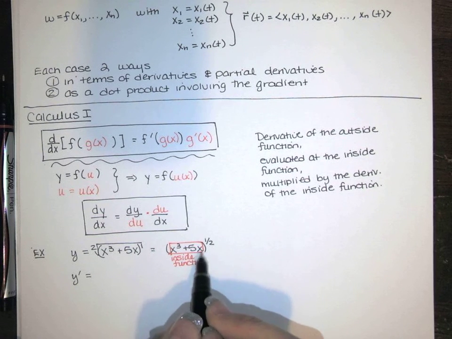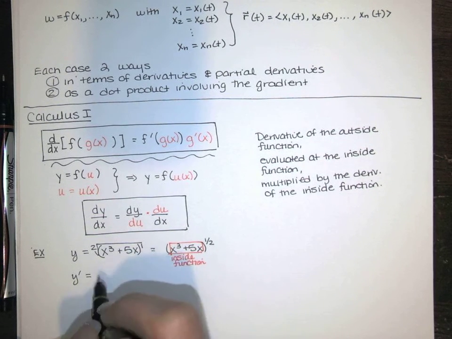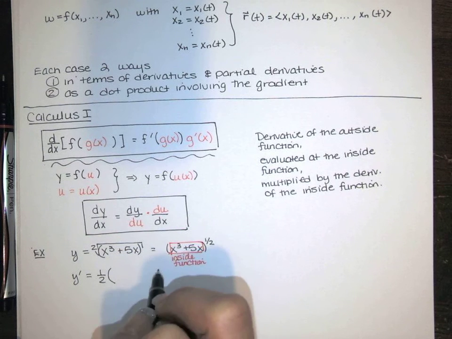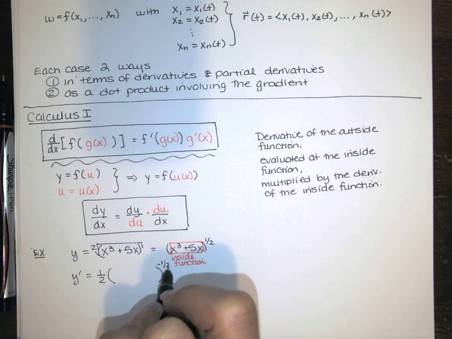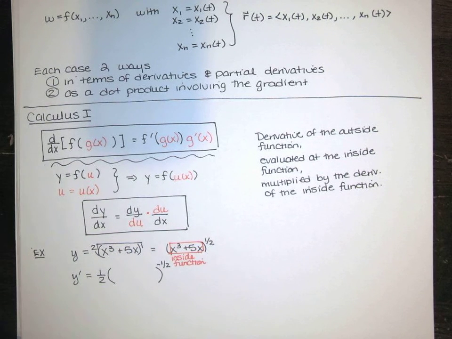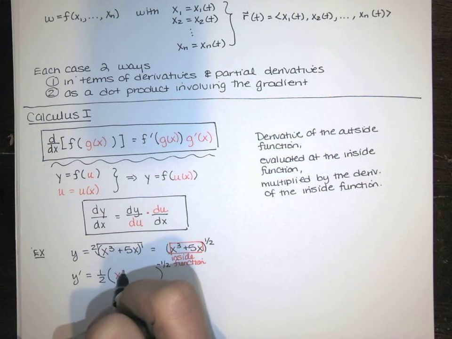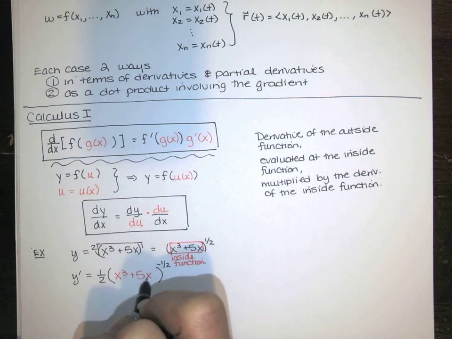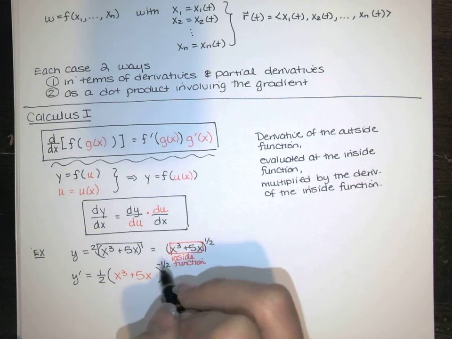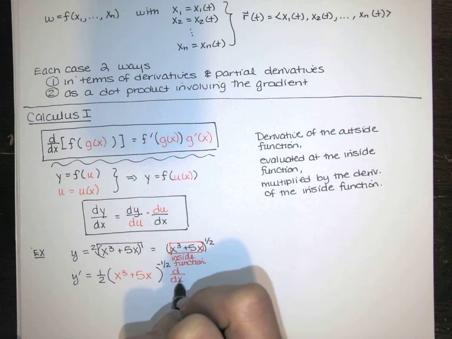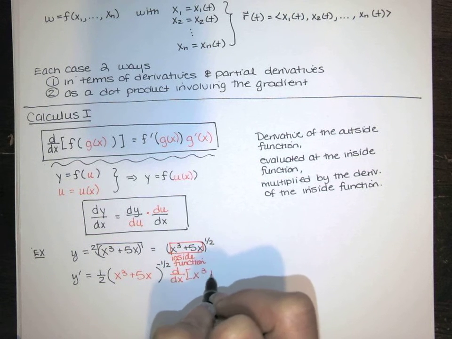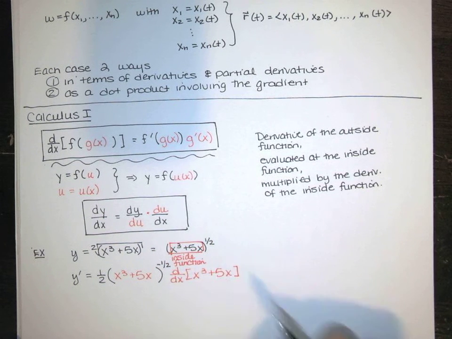What's the derivative of a function to the 1/2 power? Well, it's 1/2 of that function to the 1 less power. And then you substitute your inside function back in. So don't change it yet, just plug it back in. And then multiply by the derivative of the inside. So that's a Calc 1 chain rule.